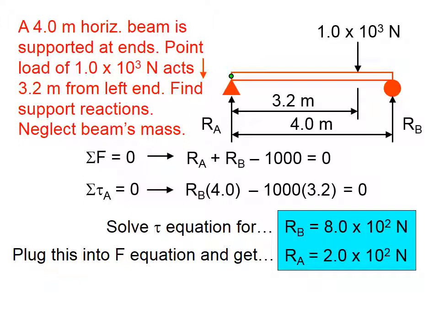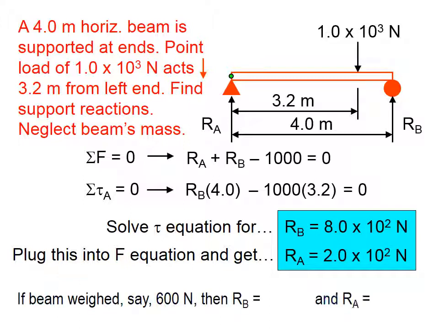Now, we've done this assuming that the beam's mass is negligible. If the beam had weighed, let's say, 600 newtons, are we in agreement that 300 newtons more would be needed on each end, if this is a uniform beam, to hold up this system? So we would get something like 1100 newtons for the reaction at B, which is 800 plus 300 more, because this 600 newtons would be distributed evenly between the two sides, and the reaction at A, instead of just being 200, would be 300 more than that, which is 500.